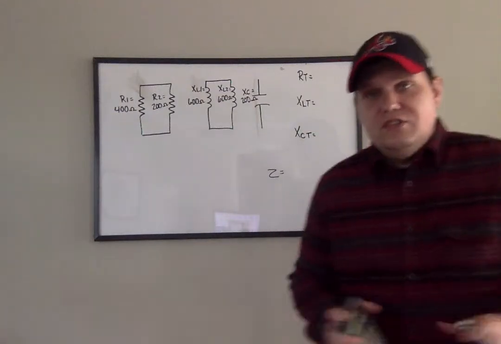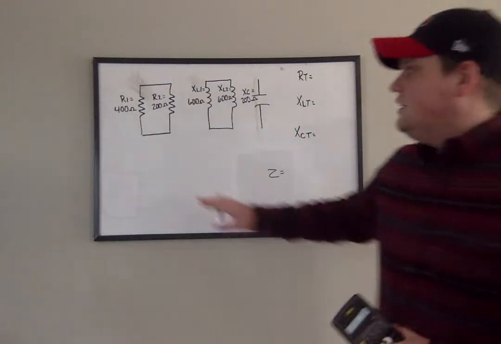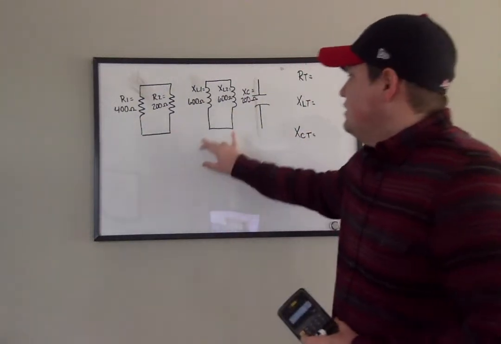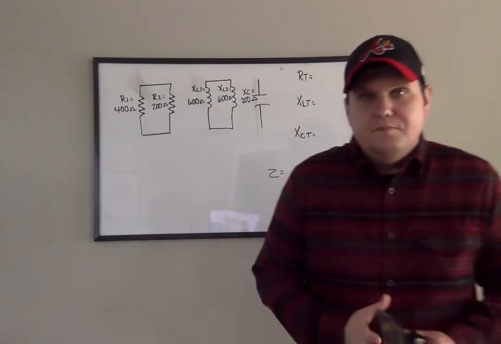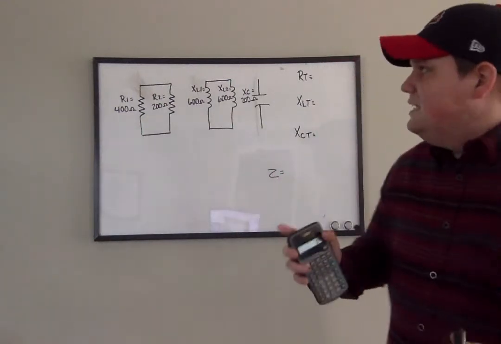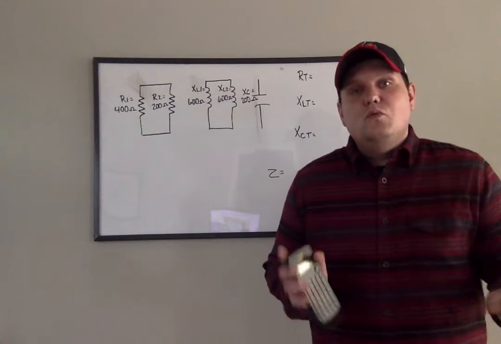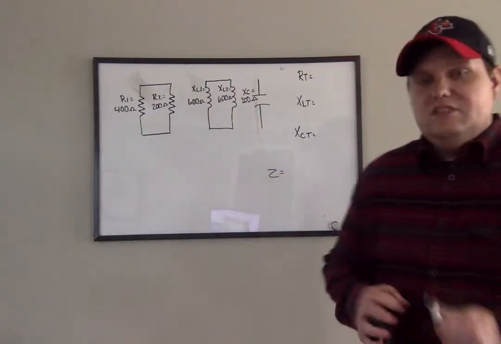Alright, so this circuit, what we have, or what we're ultimately going to have, is a circuit with 2 resistors, 2 inductors, and 1 capacitor. Okay? So what we got to do is we need to find these individual totals before we can find Z.